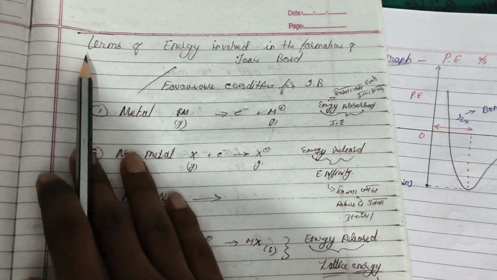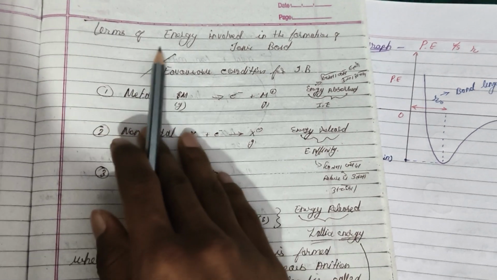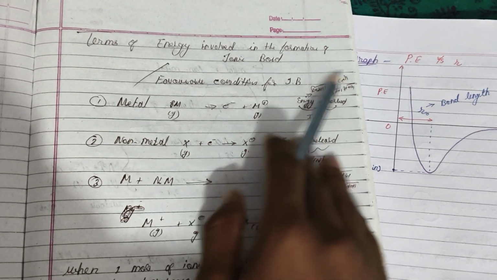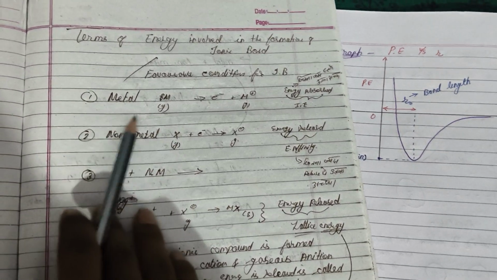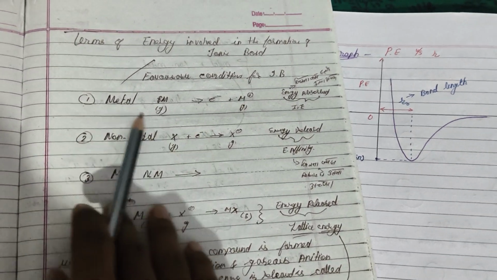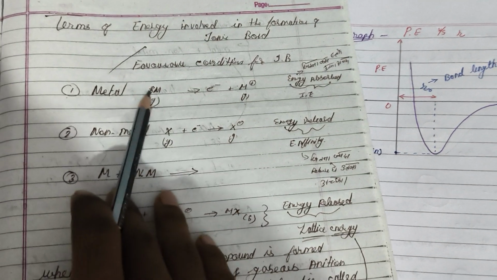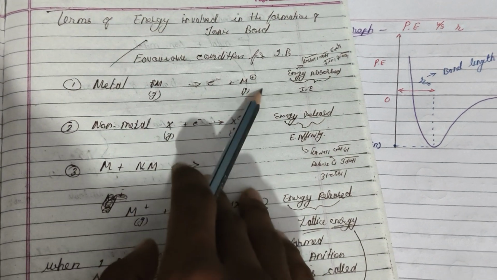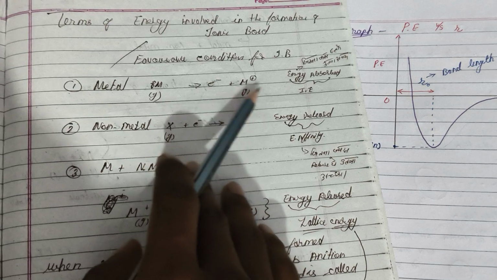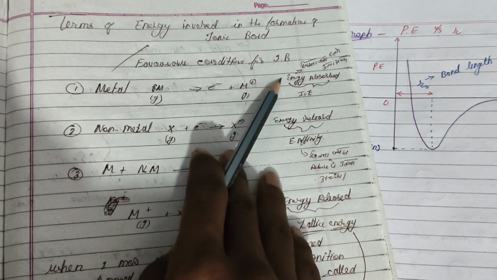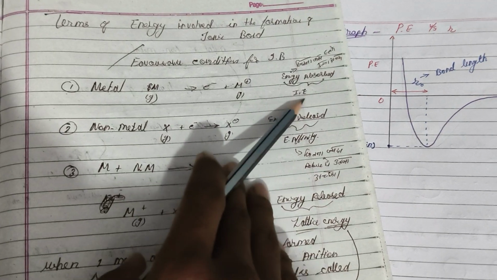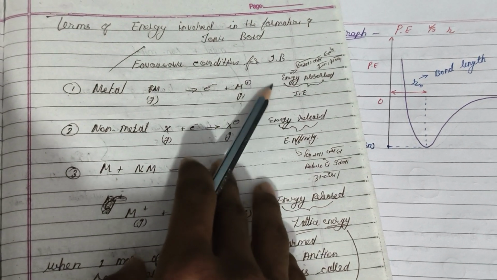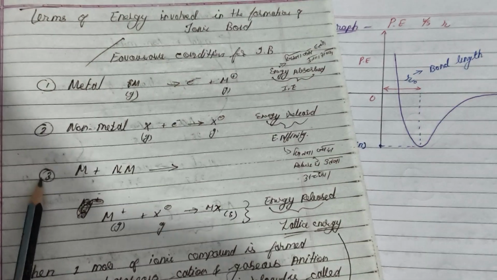Next topic is the energy involved in the formation of ionic bonds. Favorable conditions: at first, the metal is going to lose an electron. When an atom loses an electron, energy is absorbed. The amount of energy absorbed is called ionization energy.